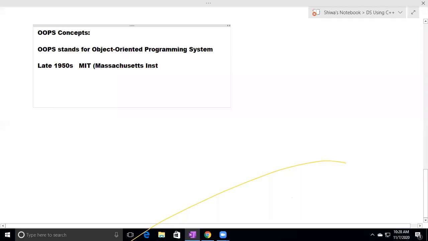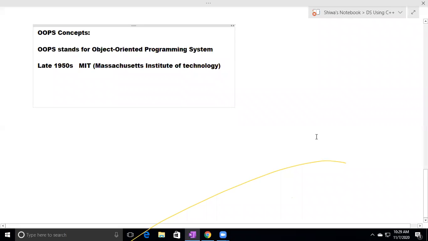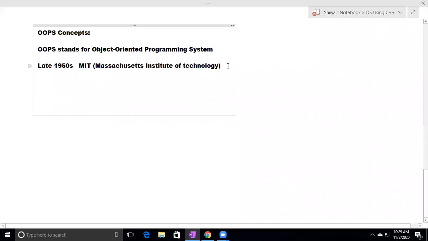Massachusetts Institute of Technology. Listen, MIT is the private university that introduced these OOPS concepts.